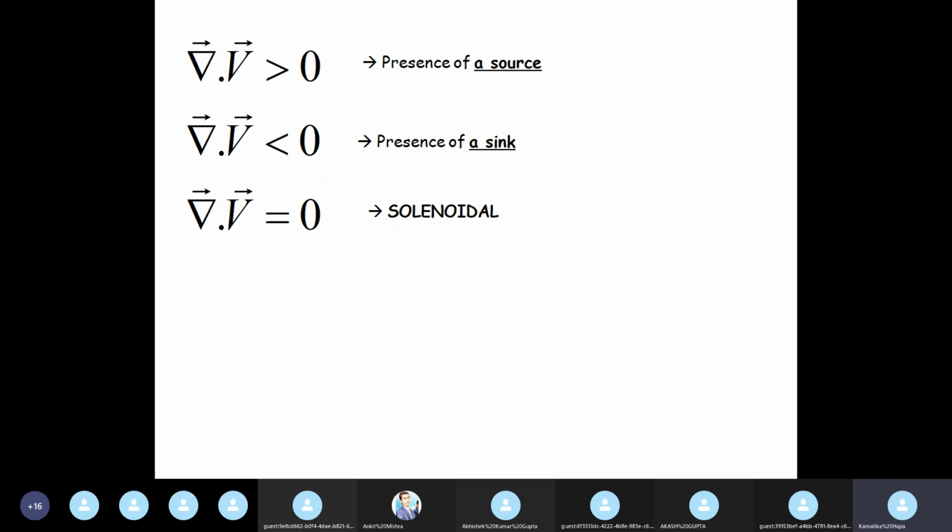So divergence V less than 0 indicates the presence of a sink. If divergence V is equal to 0, we say that the vector is solenoidal, so that the number of particles that entered and the number of particles that are coming out are equal. 10 people came into the room, 10 people came out of the room. So divergence is 0, so the net flux is 0. There are no people added or subtracted; the number of particles is not added to or subtracted from the number of particles that entered. It indicates that the vector is solenoidal.